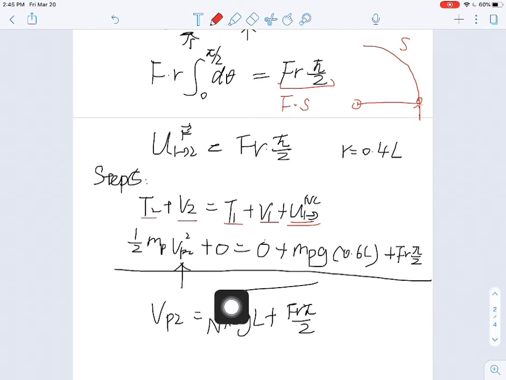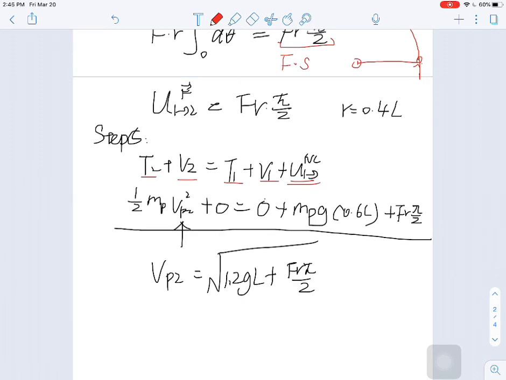In this case, Vp2, the speed of the particle at position 2, is the only unknown. So we're able to solve that. Vp2 equals square root of 1.2 GL plus Fr pi over 2. So that's a quick rundown on this problem. And as you can see, we stopped at step 5 because we already solved everything.